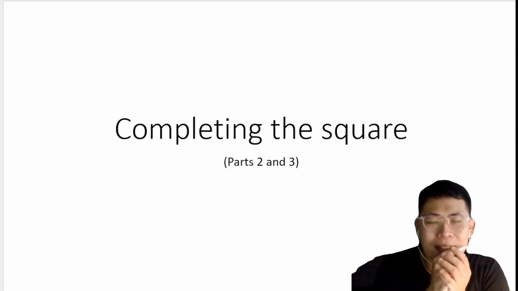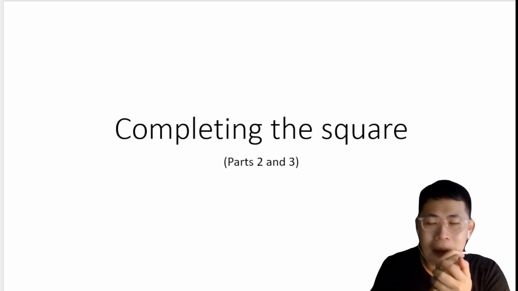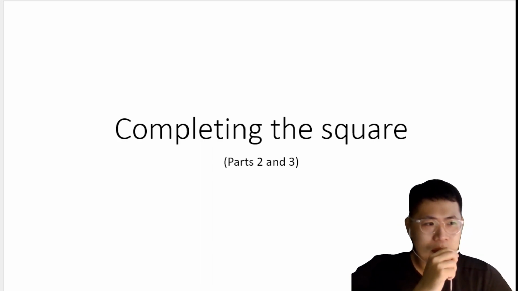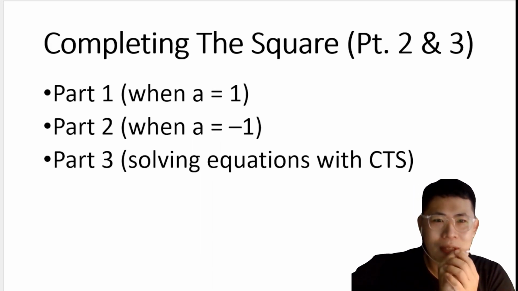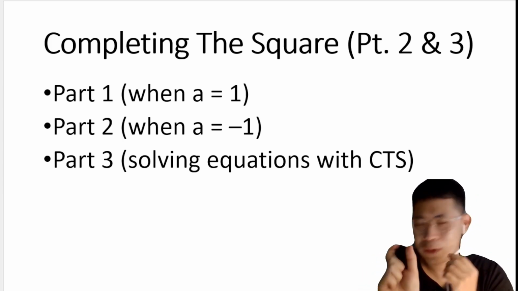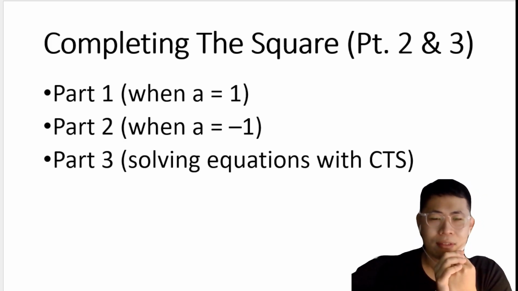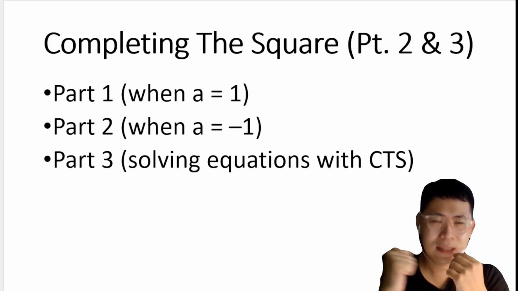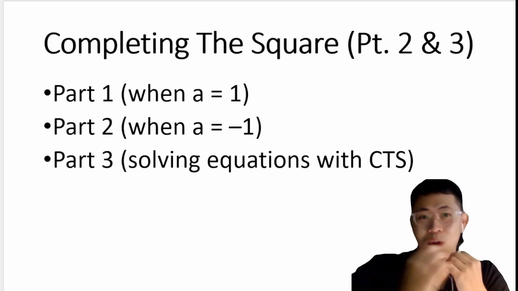Okay, hello everyone. Today we are going to go through completing the square, and we're going to start with parts 2 and 3. So what's going on in parts 2 and 3? In part 1 we explored completing the square when a, the coefficient of x squared, is 1. Then part 2, we did this a little bit last week, but I will repeat this one more time just so that we know what's really going on.